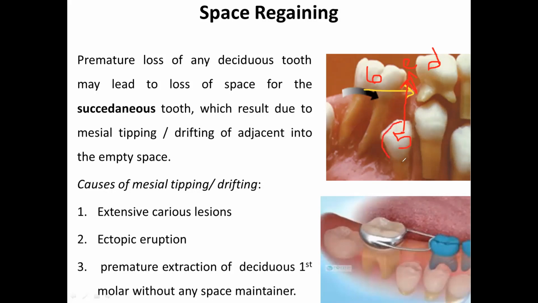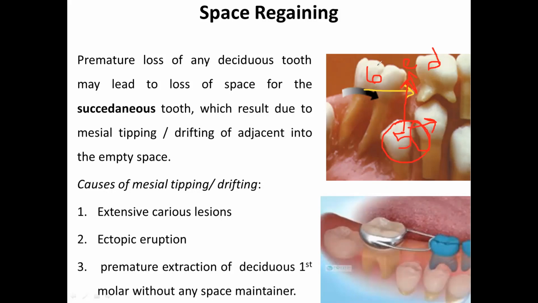So what will happen? This tooth will have some abnormal eruption pathway. It would either come more lingually, or erupt buccally, or cause another type of problem. If it does not get the proper eruption pathway, then it may cause resorption of the root of this tooth, or trauma to this tooth, or trauma to the periodontal ligaments of this first premolar. So there can be a lot of problems.